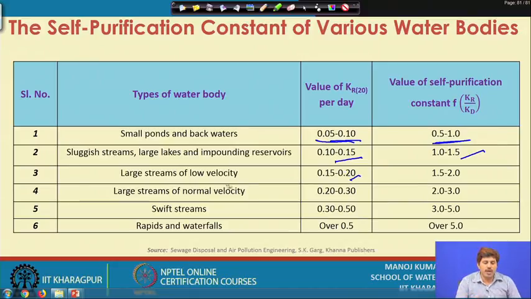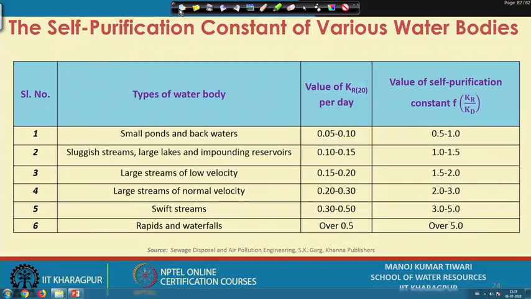As we move from large streams with low velocity to normal velocity, then the swift streams, rapids and waterfalls, which have very high chances of re-aeration, the re-aeration coefficient is substantially high, of the order of say 0.5. So, they have a self purification coefficient of over 5. That means they can purify such discharge or do organic matter decomposition at quite a rapid rate, and they can tackle a lot of organic matter as well.